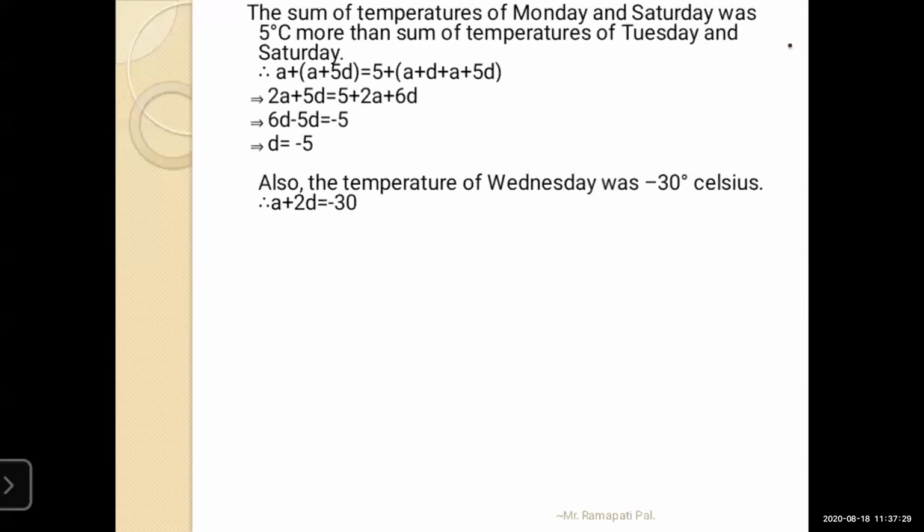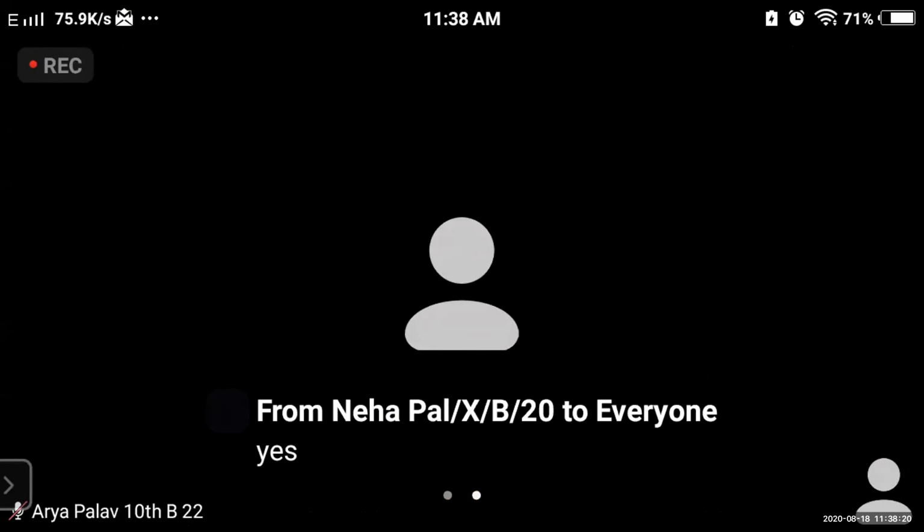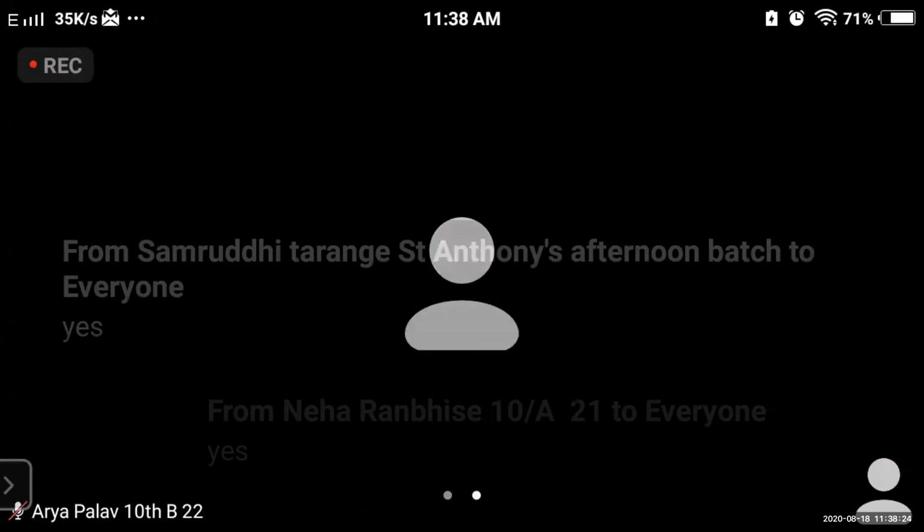Also, the temperature of Wednesday was minus 30 degrees Celsius. It was given. A plus 2D is what? Minus 30. In place of D, substitute the value of D. It becomes 2 times minus 5, means minus 10. Take minus 10 to the right side. It will become plus. So A becomes minus 20. A is minus 20. Correct? In this way, you can find out all the temperatures. Substitute in the temperatures of Monday, Tuesday, Wednesday, Thursday, Friday, Saturday. Okay? Are you agree? Yes or no? You are agree? Okay.